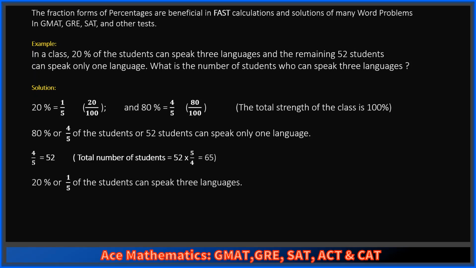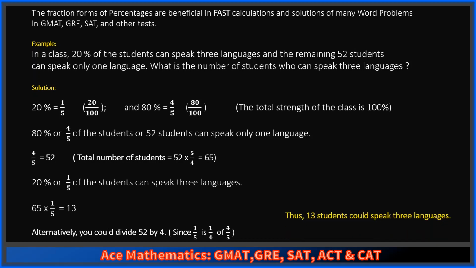20%, or 1/5 of the students can speak 3 languages. 65 multiplied by 1/5 is equal to 13. Alternatively, you could divide 52 by 4, since 1/5 is 1/4 of 4/5. Thus, 13 students could speak 3 languages.